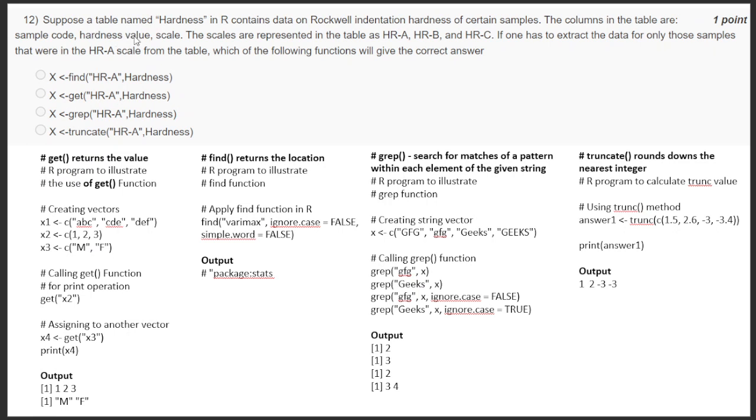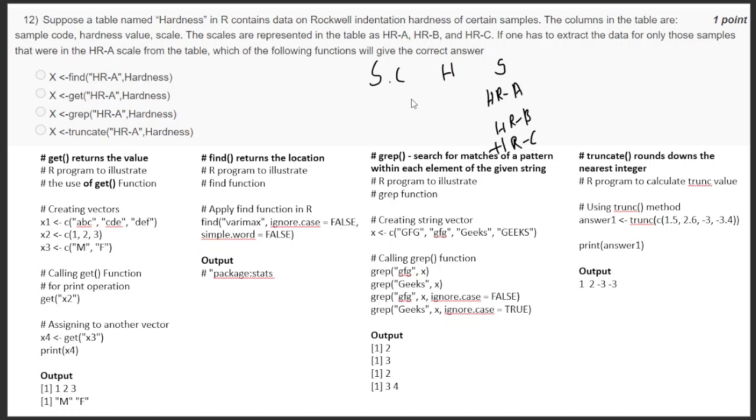Okay, let's discuss the 12th question. Suppose a table named hardness in R contains Rockwell hardness indentation of certain samples. The columns in the table are sample code, hardness value, and scale. The scales can be HRA, HRB, or HRC, so it can be any of the three combinations.